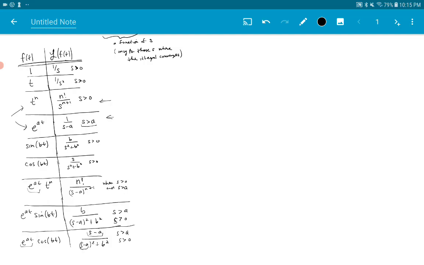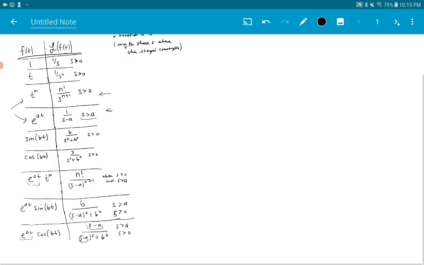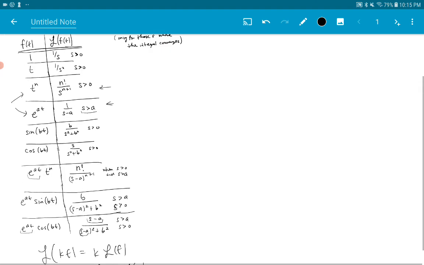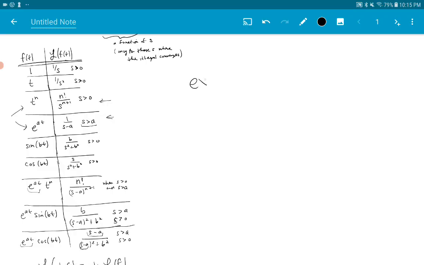All right, and then remember the properties of the Laplace transform, right? If you take the Laplace transform of k times f, that's k times the Laplace transform of f, and if you take the Laplace transform of f plus g, it's the Laplace transform of f plus the Laplace transform of g. So with those two properties in mind, in our table, we could do an example like this.